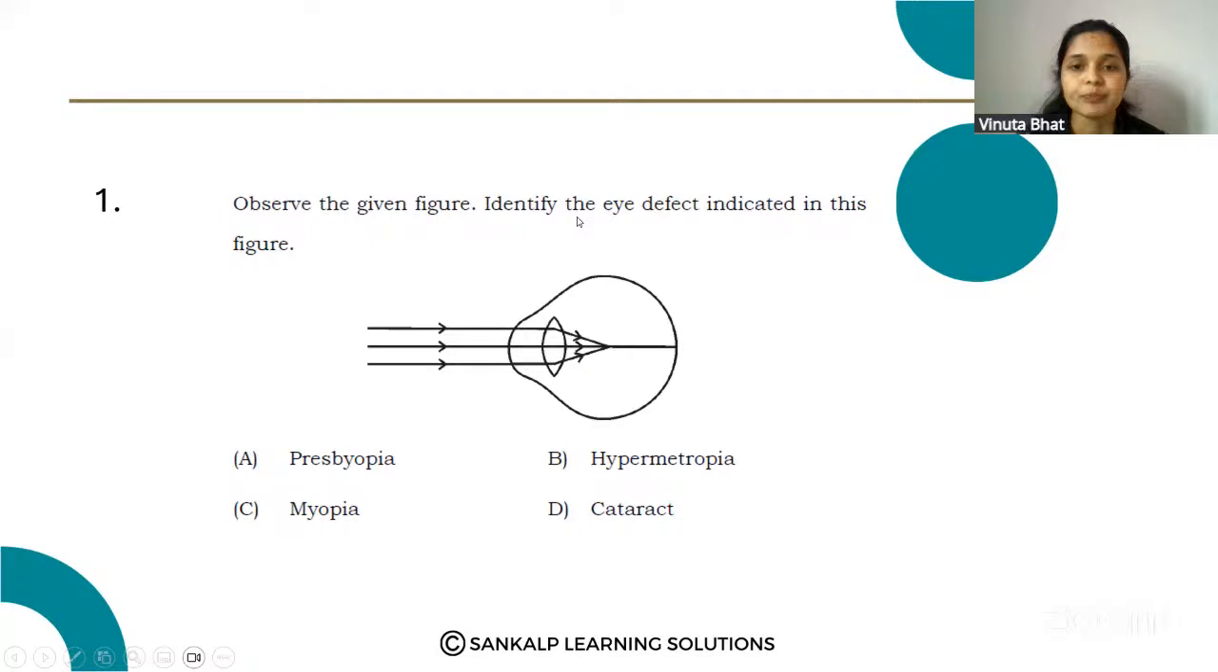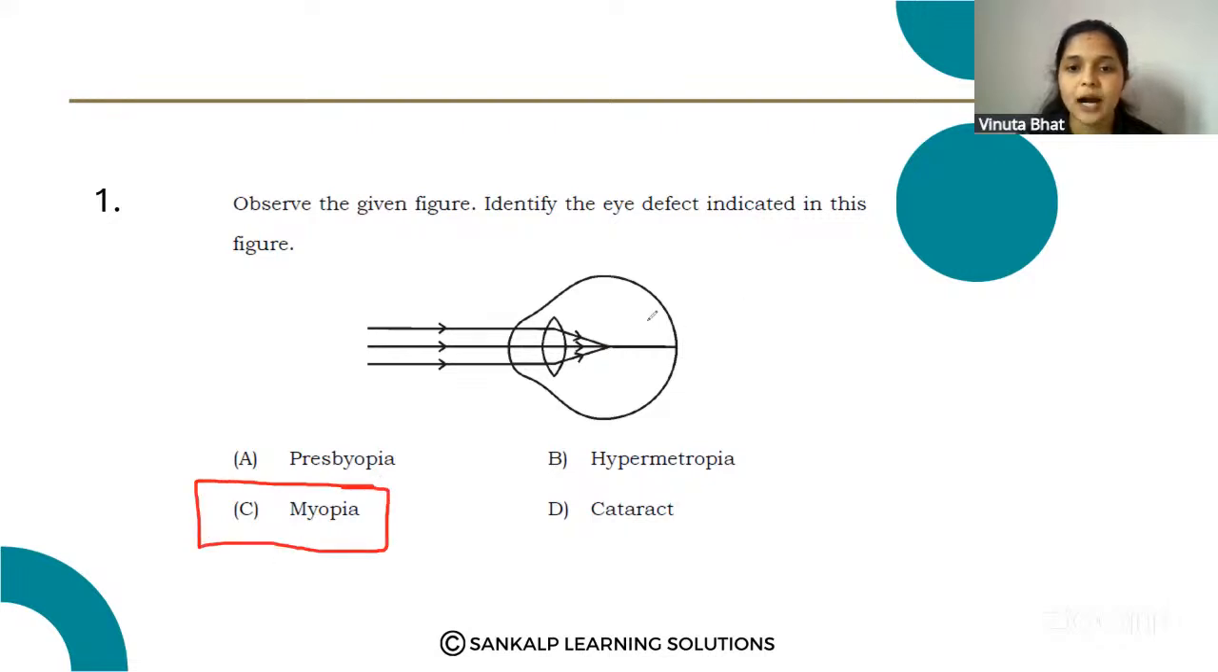Observe the given figure. Identify the eye defect indicated in this figure. Option A, presbyopia. Option B, hypermetropia. Option C, myopia. Option D, cataract. Just see the diagram. Here you can see the image which is formed here. Commonly the image should form on the retina, but you can see the image formation here. So if you see the diagram, you can easily say that this is the eye defect myopia. Option C, myopia.